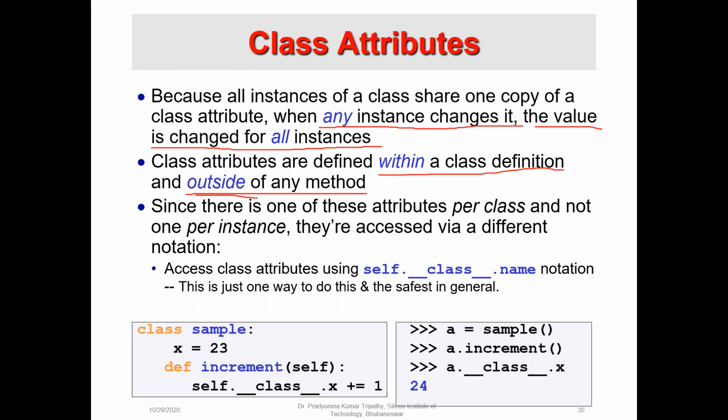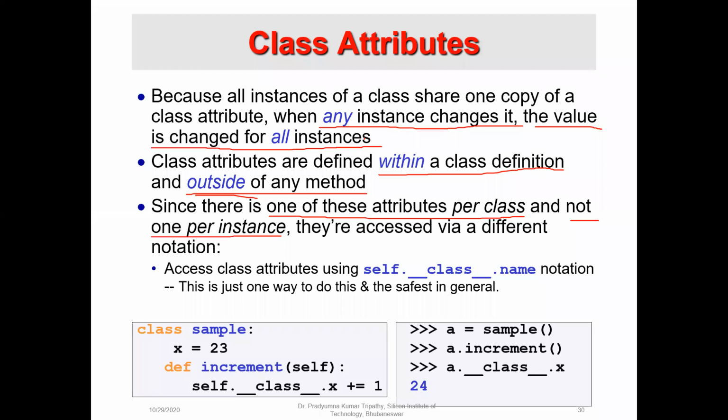Since there is one of these attributes for the class and not for each instance, they are accessed via a different notation. So for every class, if we have a class attribute, it is shared across the objects. It is not one per instance, it's one for a class. Correct? So how will you access it? You will access it in this way: self dot underscore underscore class underscore underscore dot name.